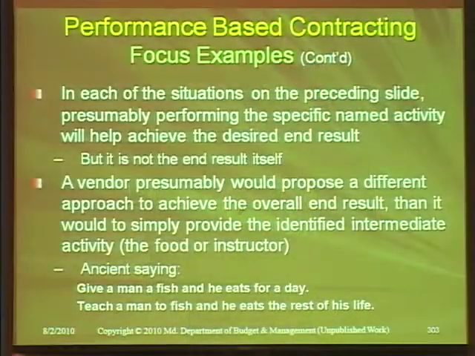In each of the situations on the preceding slide, presumably performing the specific named activity will help achieve the desired end result, but is not the end result itself. A vendor presumably would propose a different approach to achieve the overall end result than it would to simply provide the identified intermediate activity. And this is where the old saying comes in: give a man a fish and he eats for a day, teach a man to fish and he eats the rest of his life. What is the objective you're trying to accomplish?